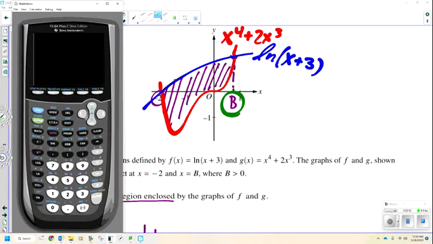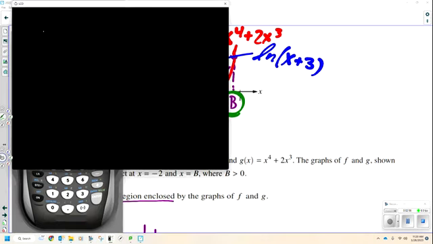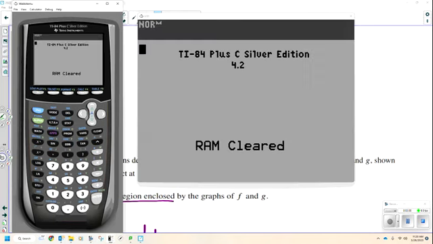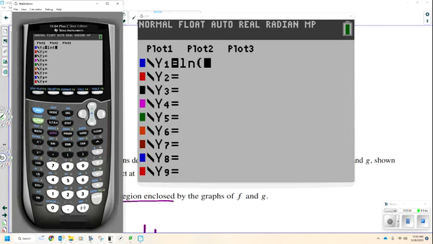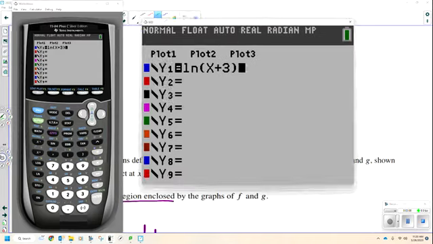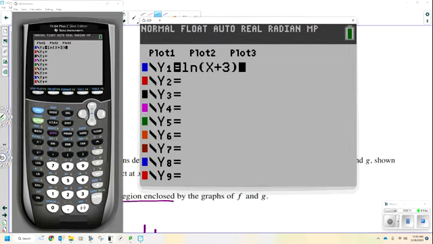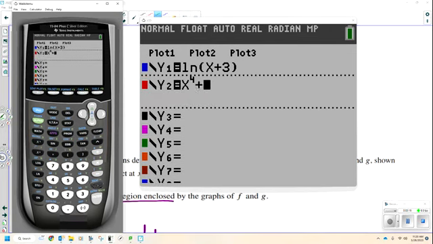And again, even if you didn't know which graph was which, we're going to put them in, and you could tell by that point. Let's go to y equals. And we got the ln of x plus 3. That's going to be my blue graph, just like I have with the blue line. And the red graph is going to be x to the fourth plus 2x cubed.